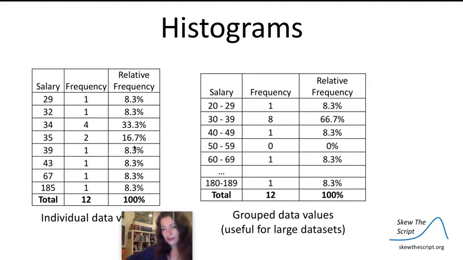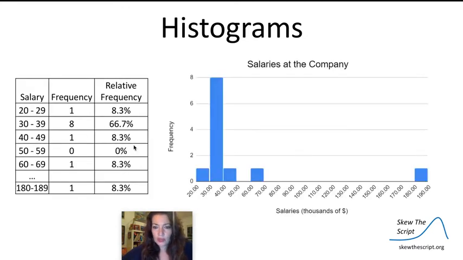Histogram. You can have a frequency histogram. Again, you will always look at your y-axis to determine which one it is. So in this case, this histogram, you would look at the y-axis and it says frequency. So therefore, you would know this represents counts.